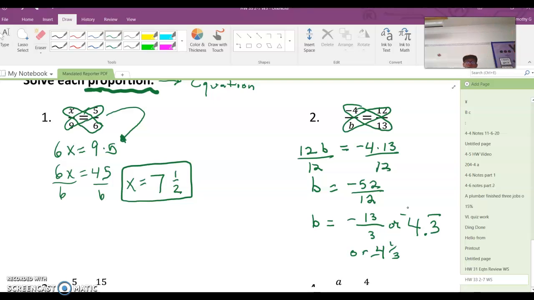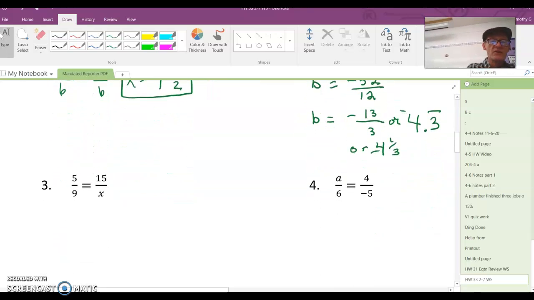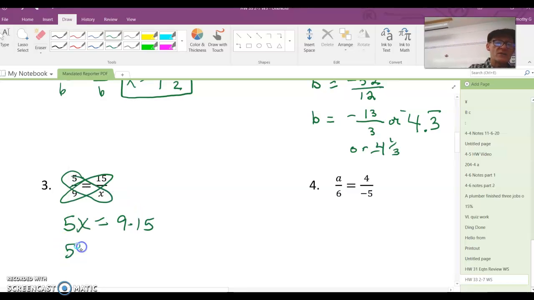All right, so that's the answer for number 2. Now, moving on, we kind of do the same thing here for 3 and 4, where we get an equation that is 5 times x equals 9 times 15, or 5 times x.